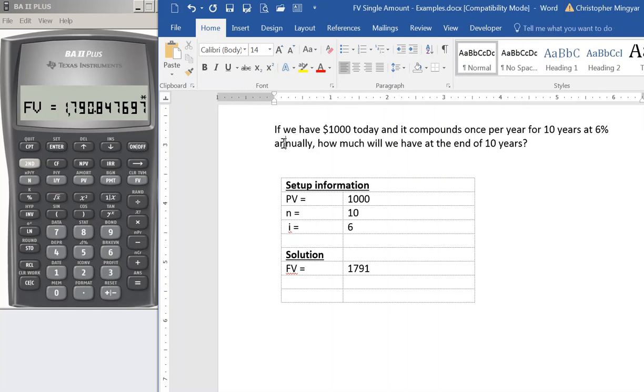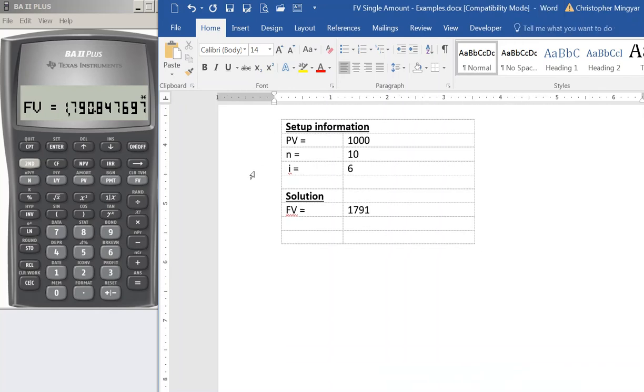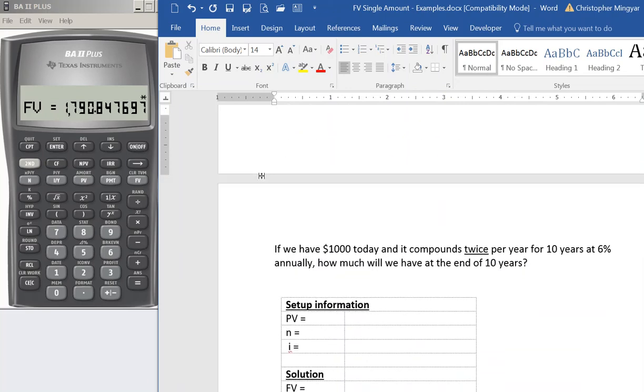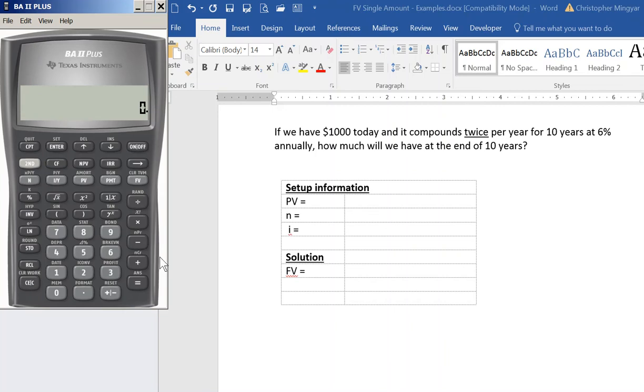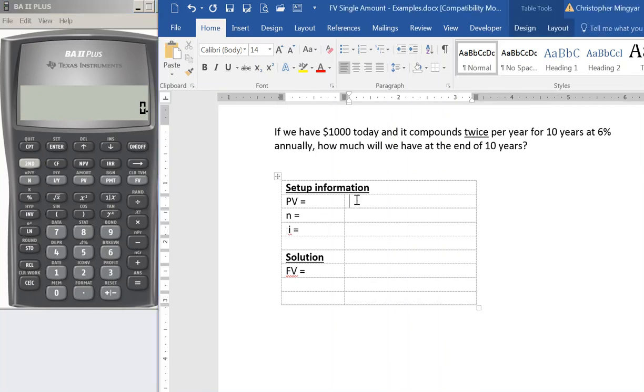So let's go down to the next version of this problem. Now this one is kind of the same thing, only our money is compounding twice per year for 10 years at 6% annually. How much will we have at the end of 10 years? So that requires us to make some adjustments. So I'm going to clear this display so we don't get confused here. All right, present value. How much if we have $1,000 today? $1,000 present value.